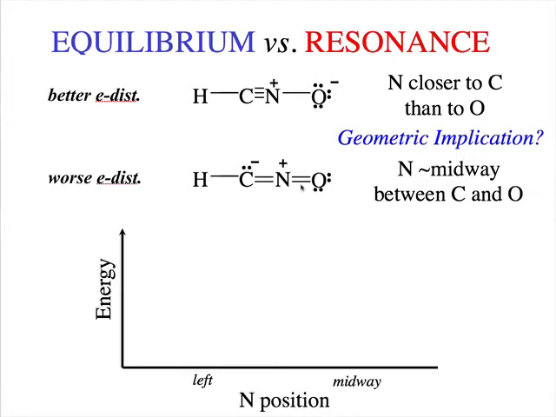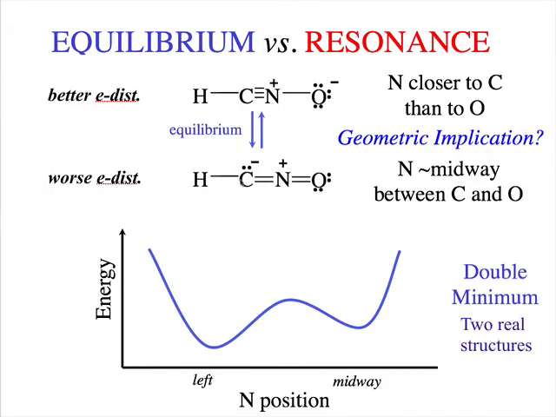Now, if we were to plot the energy of the molecule on our y-axis as a function of the nitrogen's position, meaning it's either on the left in the top structure or about midway in the bottom structure, it would look something like this, right? We have lower energy when the nitrogen is towards the left in the top structure, and as we move it towards the middle, the energy goes up. We end up with the negative charge in the wrong position.